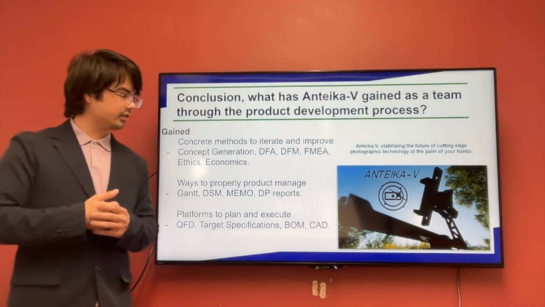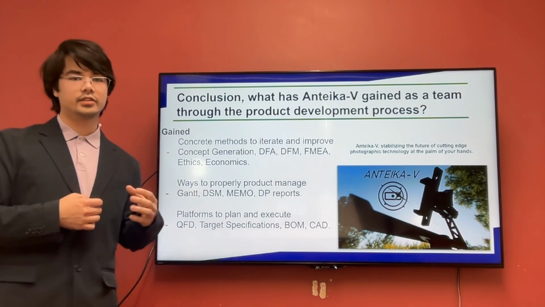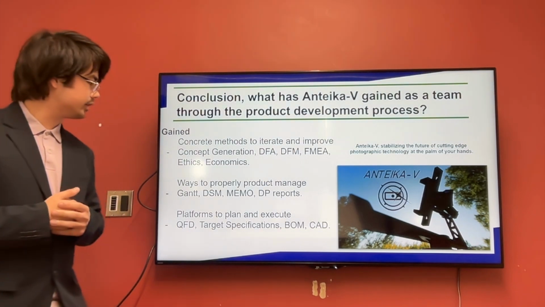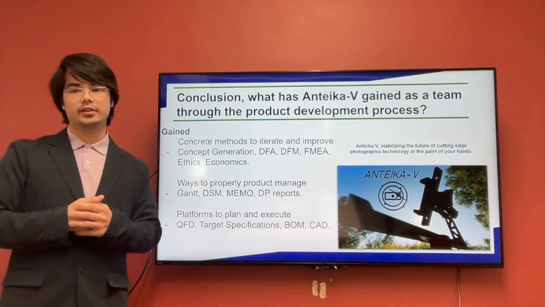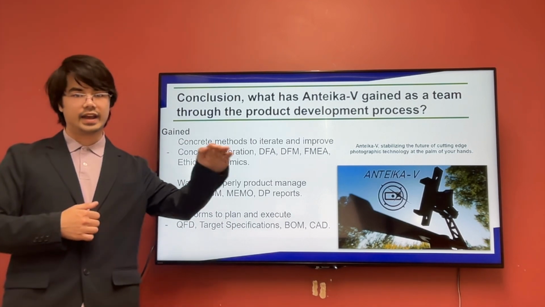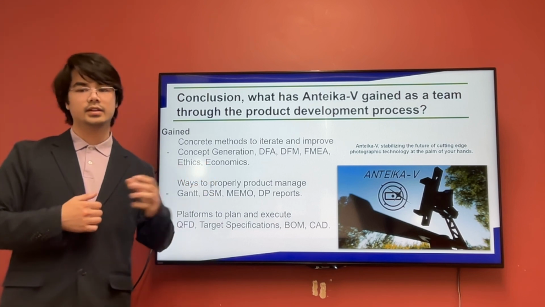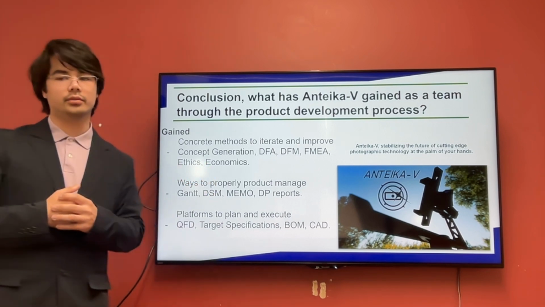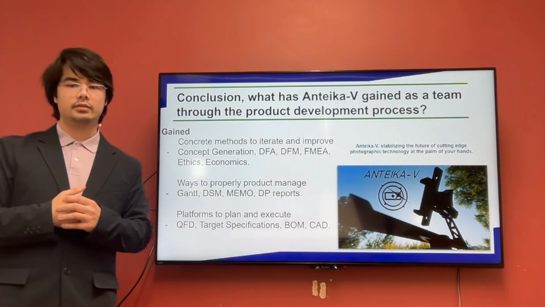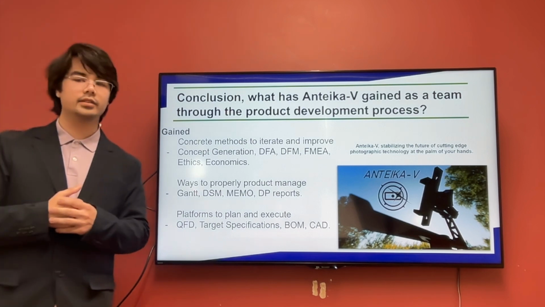Ethics and economics. Economics is an always ongoing process that we always look back on, and ethics ties in with the FMEA. We have gained ways to properly manage the product through the Gantt chart, through assigning tasks, making them parallel if we have them on a critical path. The DSM helps to represent that in a better way. We've learned how to use memos, and we've done DP reports. We can reflect back on our project using these methods.